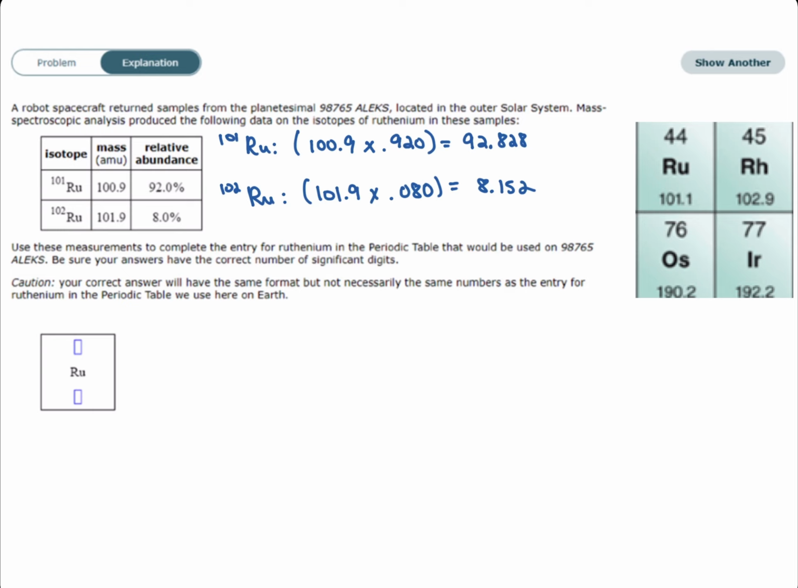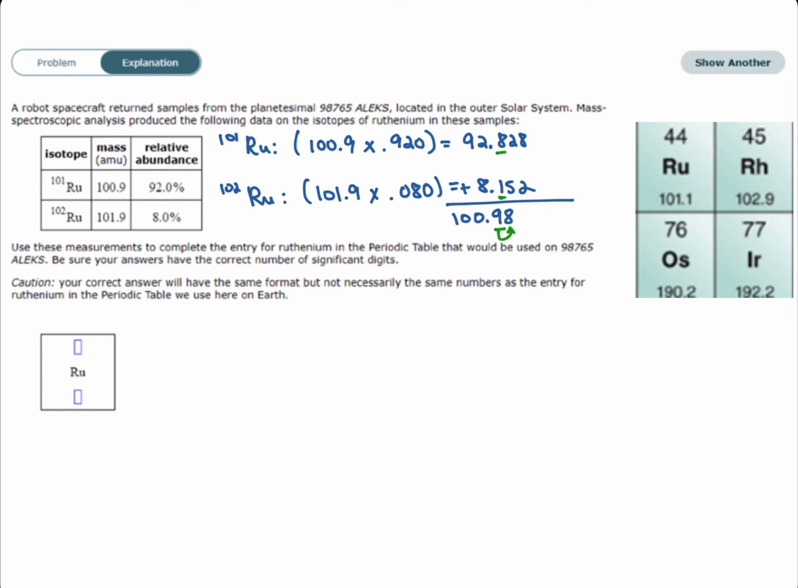In my first parentheses, the fewest sig figs is 3, so I'm going to underline the third digit. In my second parentheses, 0.080 only has 2 significant figures, so I'm going to underline my second digit. I'm going to go ahead and add these numbers up. Now I want to take a look at my significant figures. When I'm adding up numbers, I look for the fewest decimal places. So 0.8 is the first decimal place. 0.1 is the first decimal place. So my final answer should have 1 decimal place.